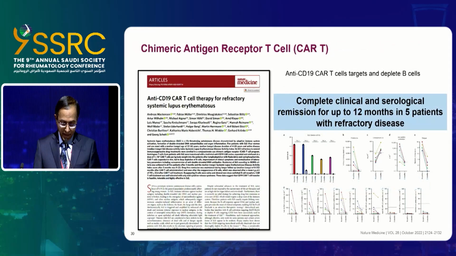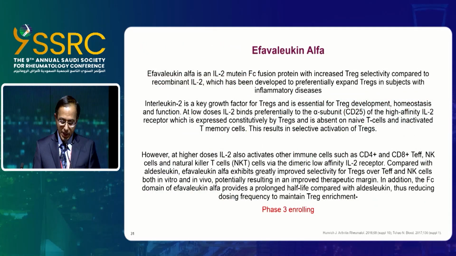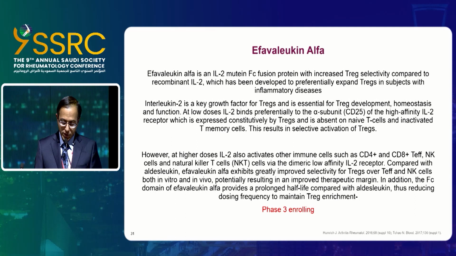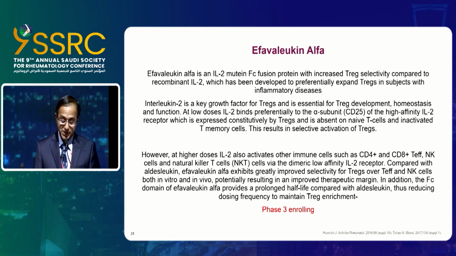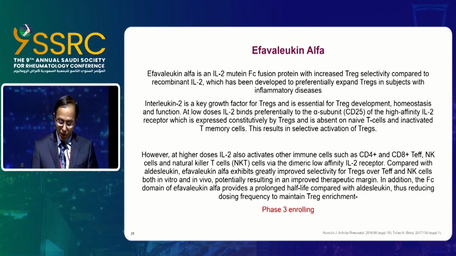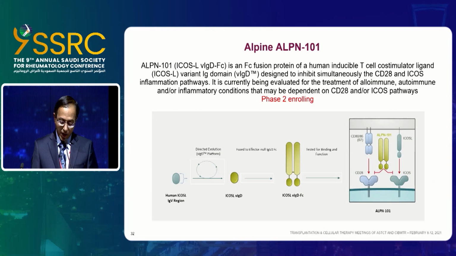And this is a really fascinating topic, which is the CAR T cell, which is used in malignancy, but there are 5 patients that have been treated with CAR T cell. This is basically lymphoablation using cytoxan as well as fludarabine. When they did that, they found that in these refractory lupus cases, there is amelioration in lupus. Efavaleukin alpha is basically an interleukin-2 Fc fusion protein, which actually helped to increase the Treg cells. As you know, Treg is a good guy, and phase 3 studies are ongoing.